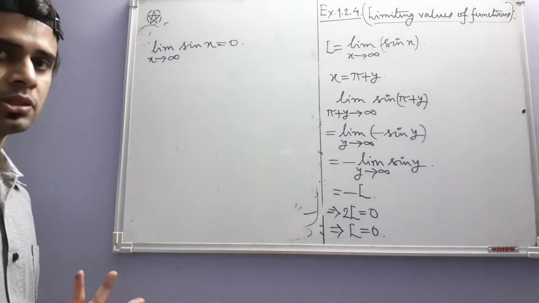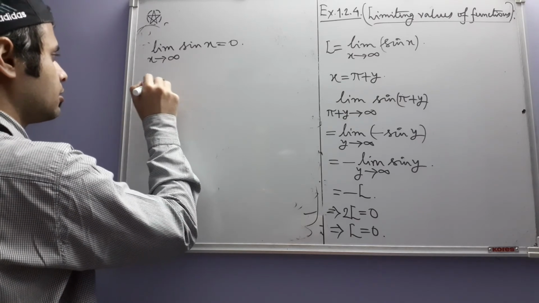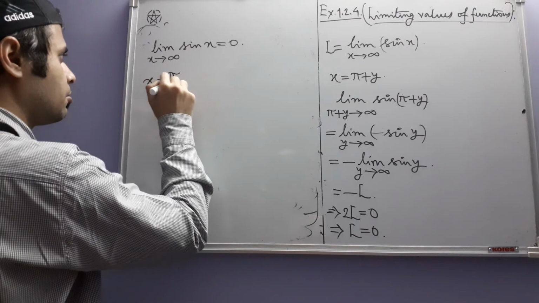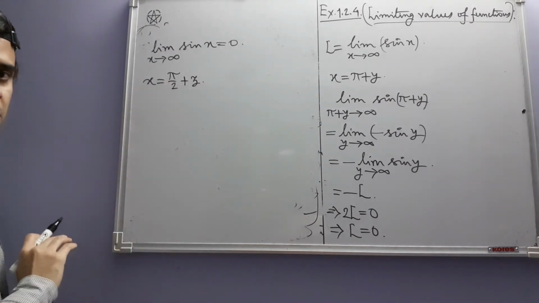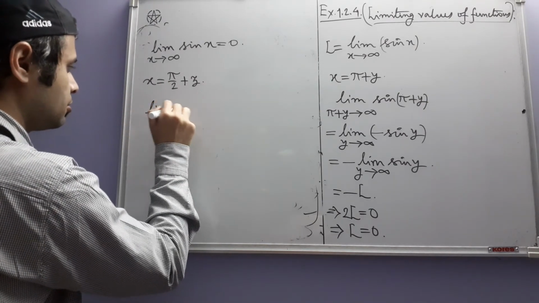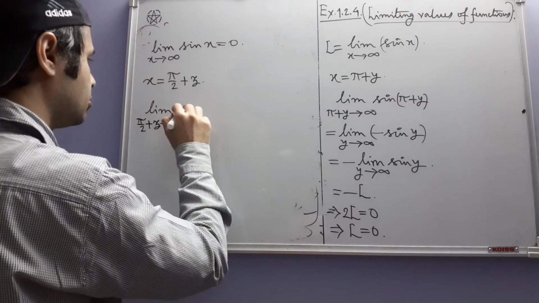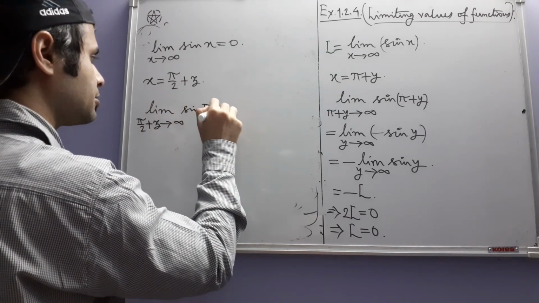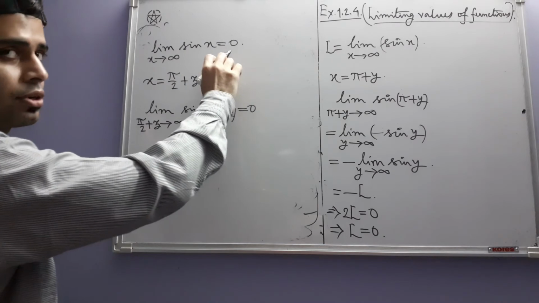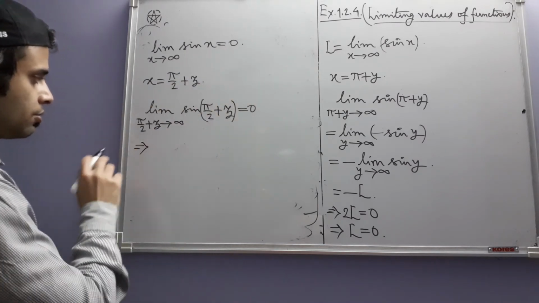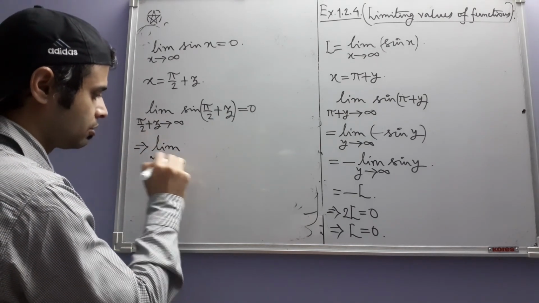Now we make another substitution. And what is that substitution? Suppose we now take x equal to pi by 2 plus z. Another variable we are defining, z, which is x minus pi by 2. We make the substitution, and pi by 2 plus z approaches infinity, and we consider the limit of sin of pi by 2 plus z. Note that unlike the previous case, we now have a value for L, which is 0. So because pi by 2 is finite, same like before, z has to approach infinity.